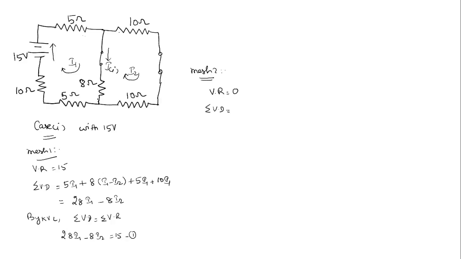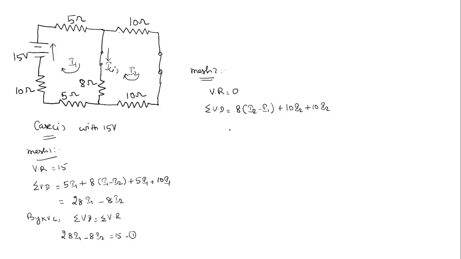Now the current flowing through this 8 ohms resistor is I1 minus I2 or I2 minus I1, as we have already discussed. While writing for mesh 1, we have written it as I1 minus I2. Sorry, while writing for mesh 2, we have to write it as I2 minus I1. Similarly, current flowing through this 10 ohm resistor is I2. And similarly, current flowing through this 10 ohms resistor is also I2. So 10 into I2 plus 10 into I2.